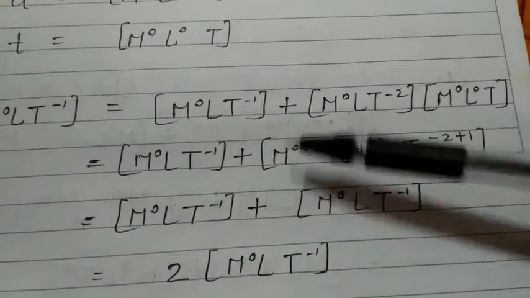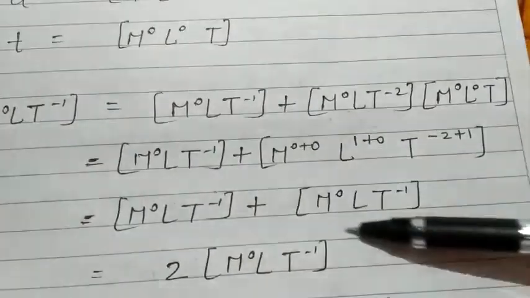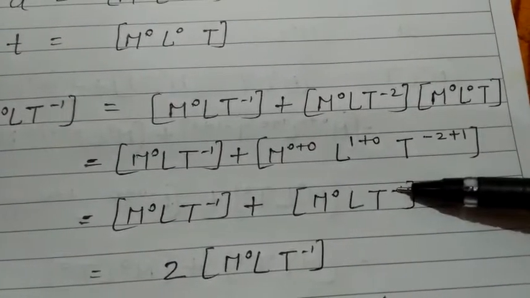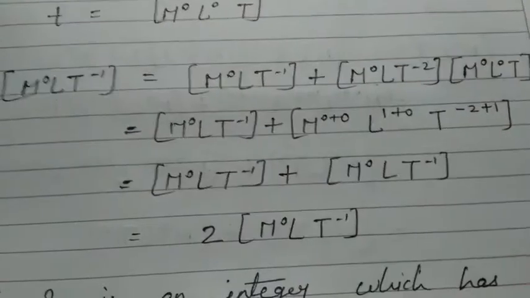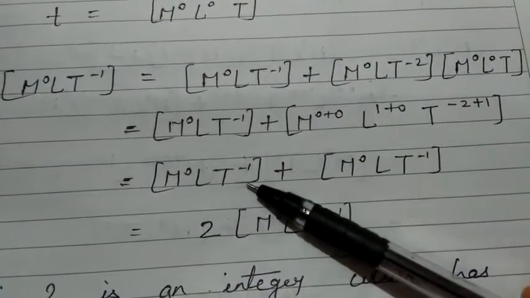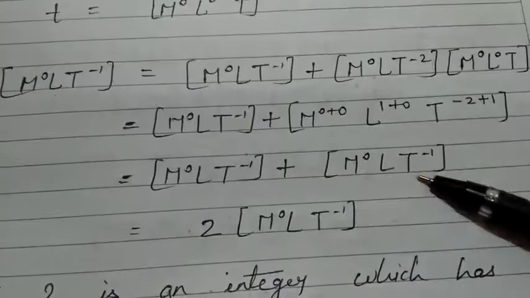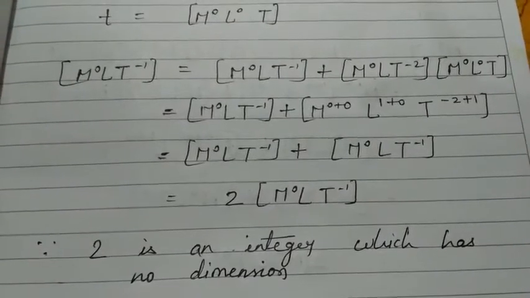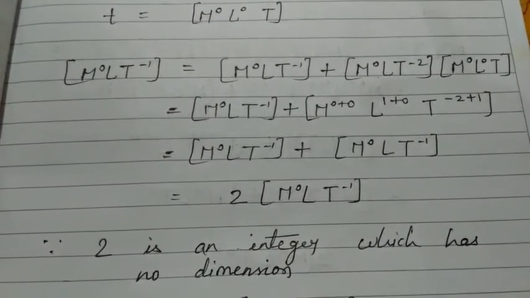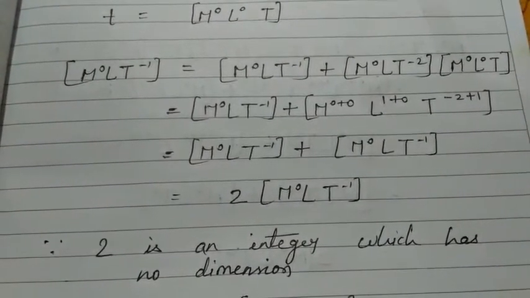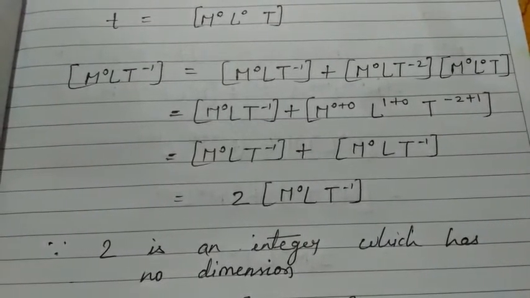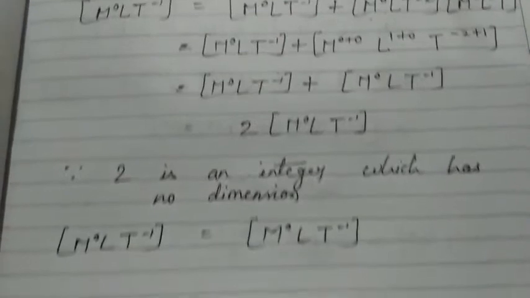Okay. When we further solve this, we get M^0 L T^-1, since minus 2 plus 1 becomes minus 1. Now here M^0 L T^-1 plus M^0 L T^-1 equals 2 into M^0 L T^-1. Now a very important thing you note: 2 is an integer which has no dimension, so we simply neglect 2 here. After that, what will we get?